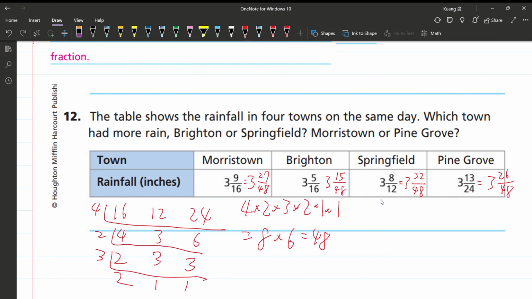Springfield, wind, rain a lot, flood coming.